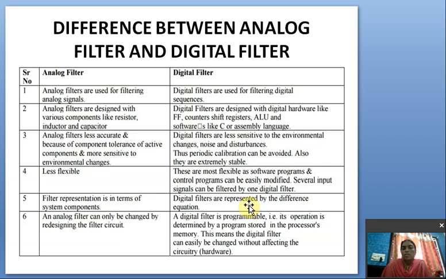Okay, now analog filters are less accurate because of component tolerance of active components, and are more sensitive to environmental changes. But digital filters are less sensitive to environmental changes, noise and disturbances. Periodic calibration can be avoided. Also, they are extremely stable.